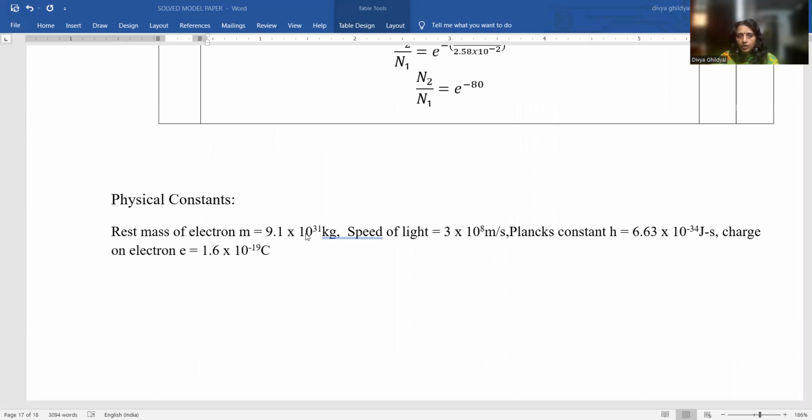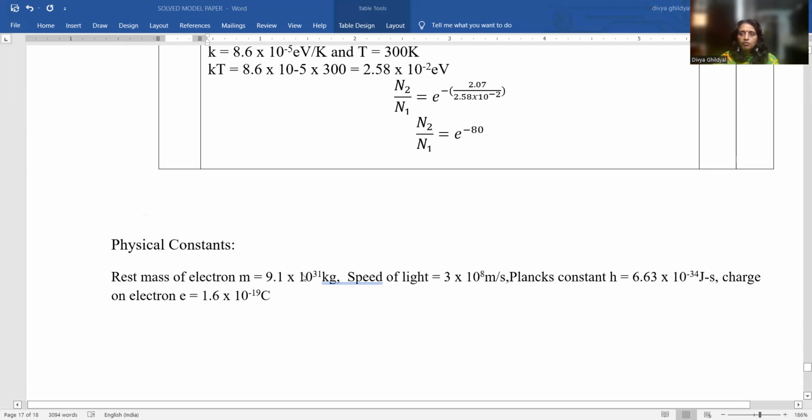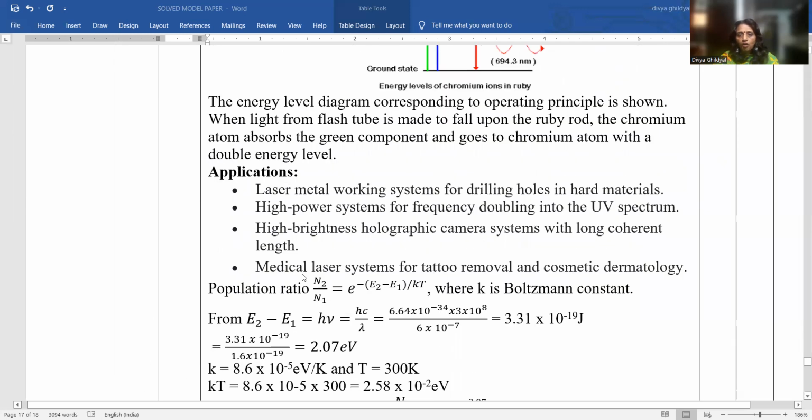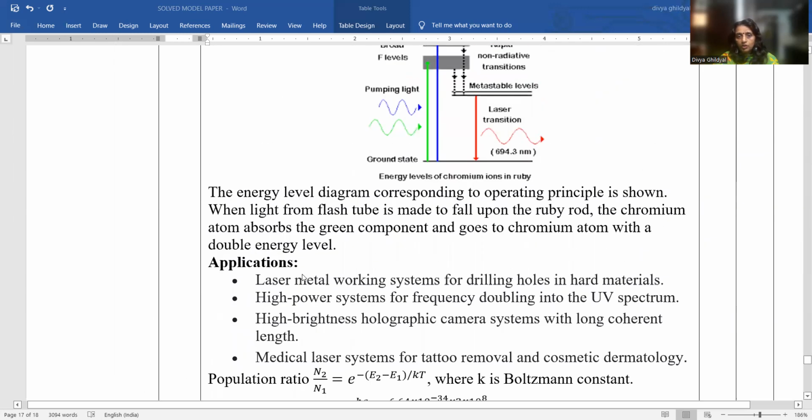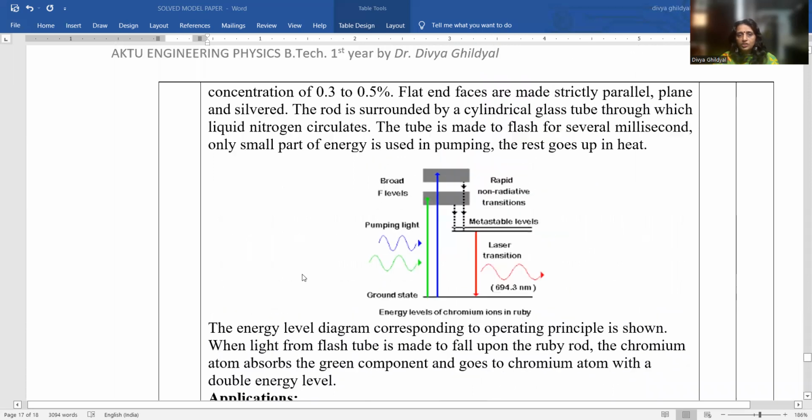Secondly, in my question paper, they have only given me a few constants. They have given me the rest mass of electron 9.1 into 10 to the power of minus 31 kg, speed of light 3 into 10 to the power of 8 meter per second, Planck's constant, and charge on electron. In case I require any other constant while solving this paper, I should be familiar with it, because the paper has only given me these constants.